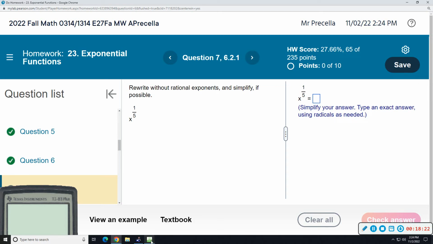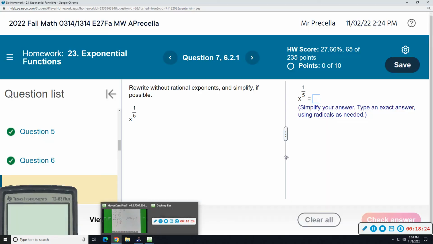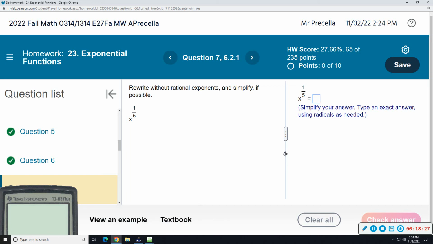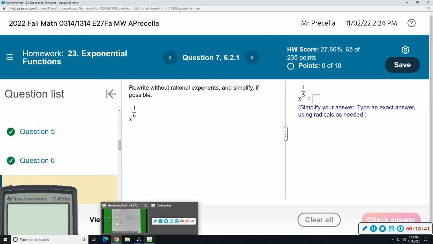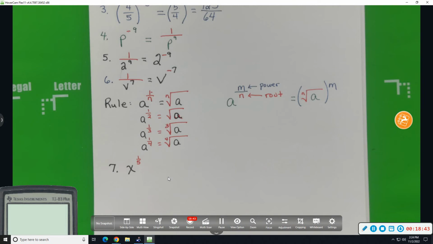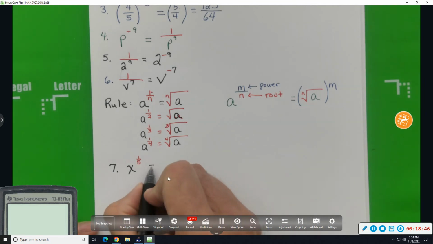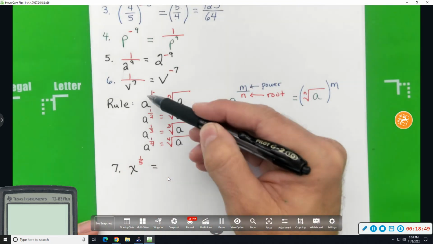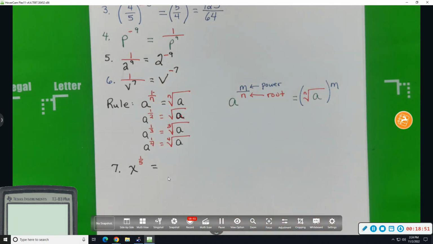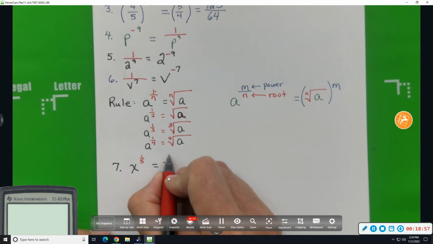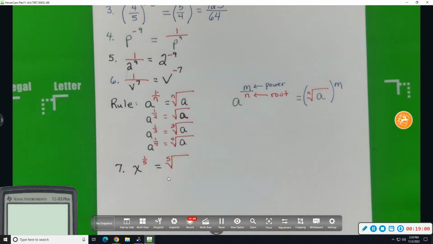We're going to write it with one of those little radical symbols. That's what it means when it says rewrite without rational exponents. It says simplify if possible. It won't be possible to simplify here. In this part of the instructions it says use radicals as needed. That's that little funny symbol. So x to the 1/5. I guess I sort of stopped too soon. If I'd continued on with this, the red 1/5 exponent, 5th root of x.